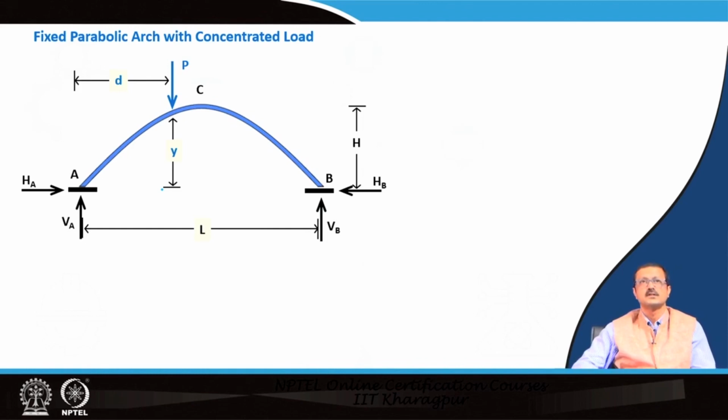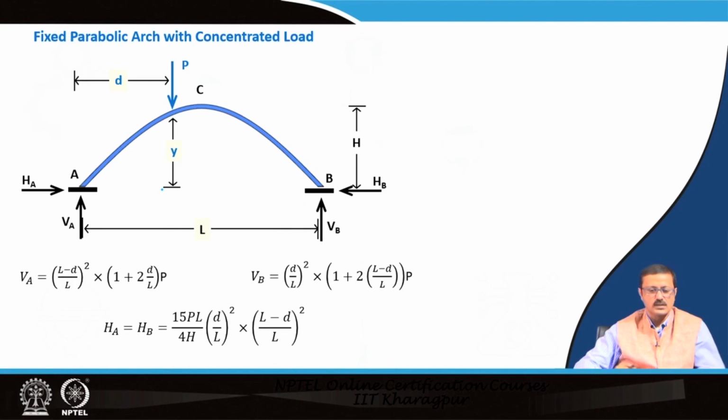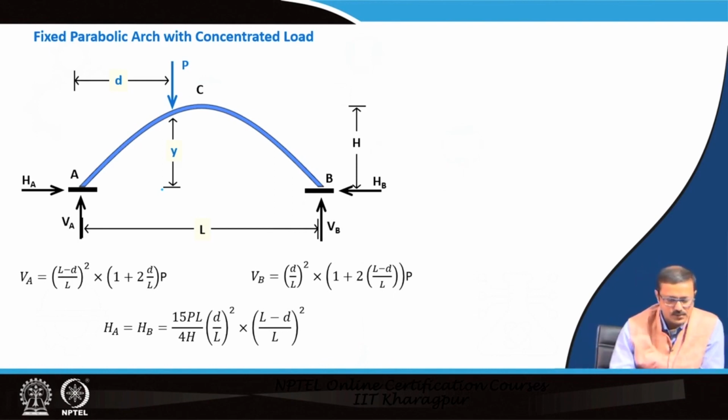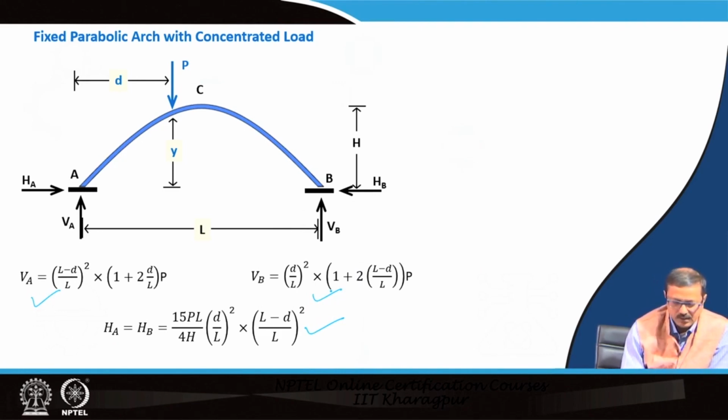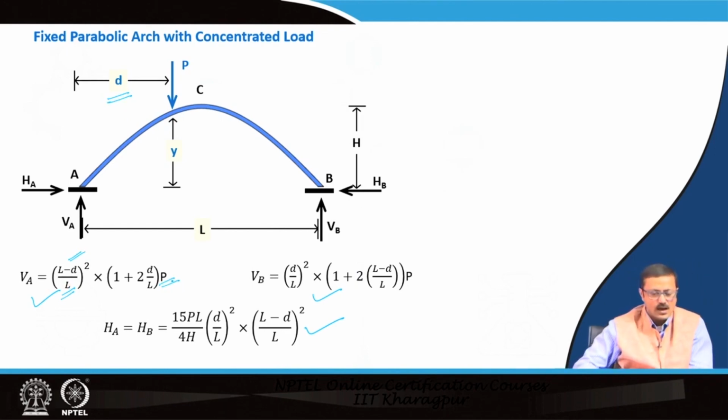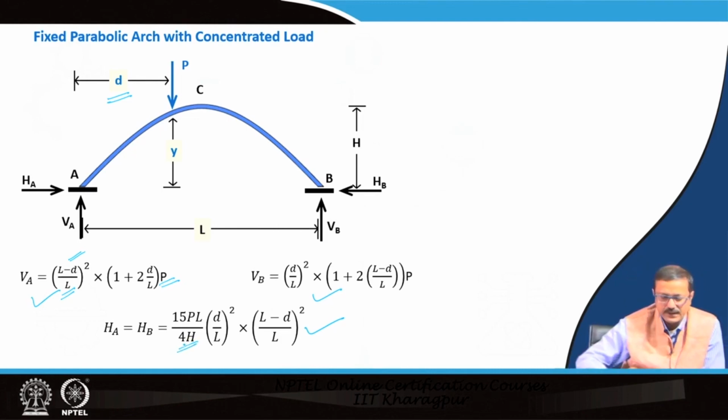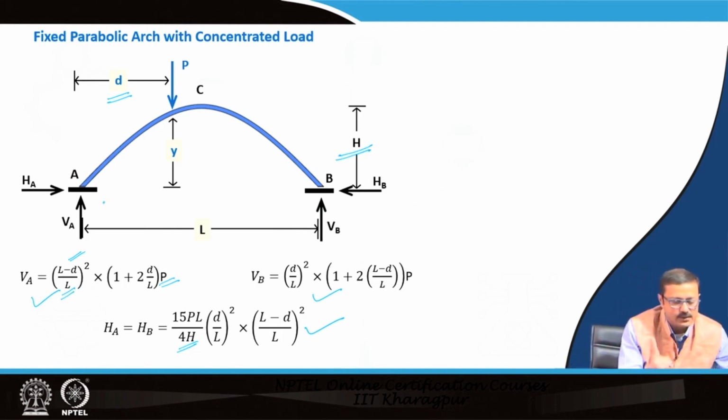Now, you see a fixed parabolic arch under a concentrated load at a distance d. I have taken out these equations from the book, and I have verified them also. These are the horizontal reactions H A and H B, and these are the vertical reactions V A and V B, which come with factors of L, d and P. These 3 are the basic parameters, and of course h is also there, which is the height or the rise of the arch. Similarly, as it is a kind of fixed arch, these 2 ends are fixed, so it will have some kind of a moment also.